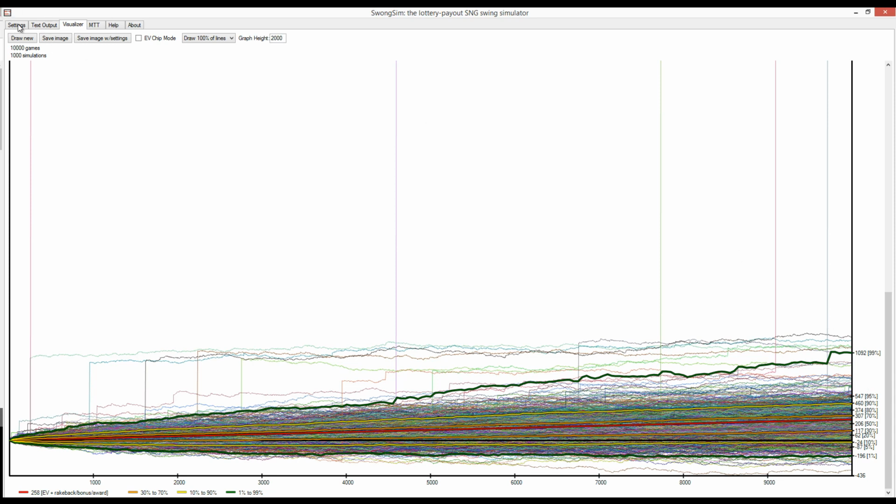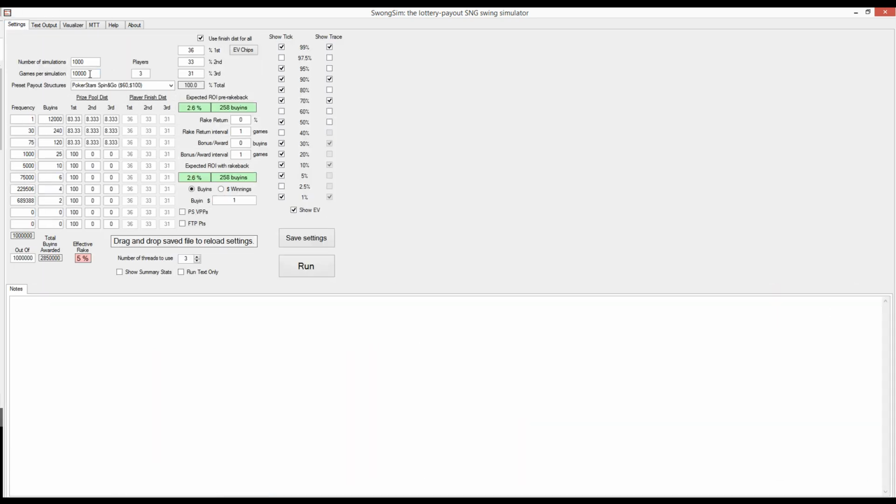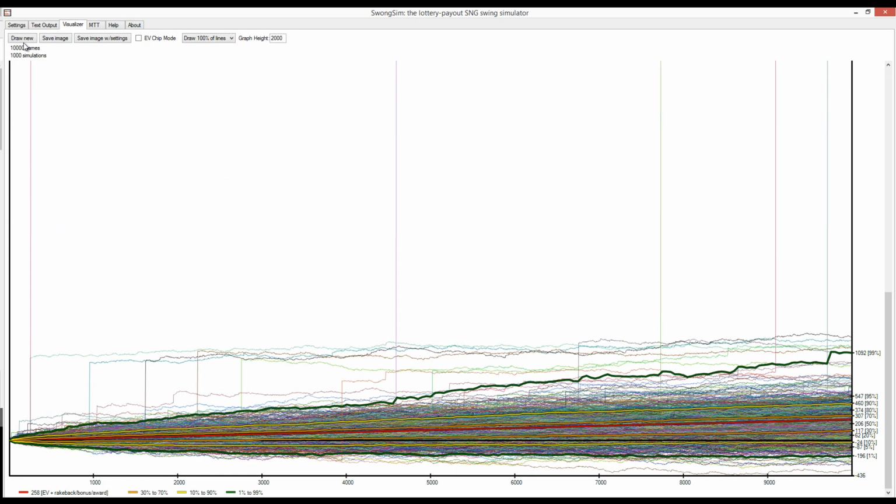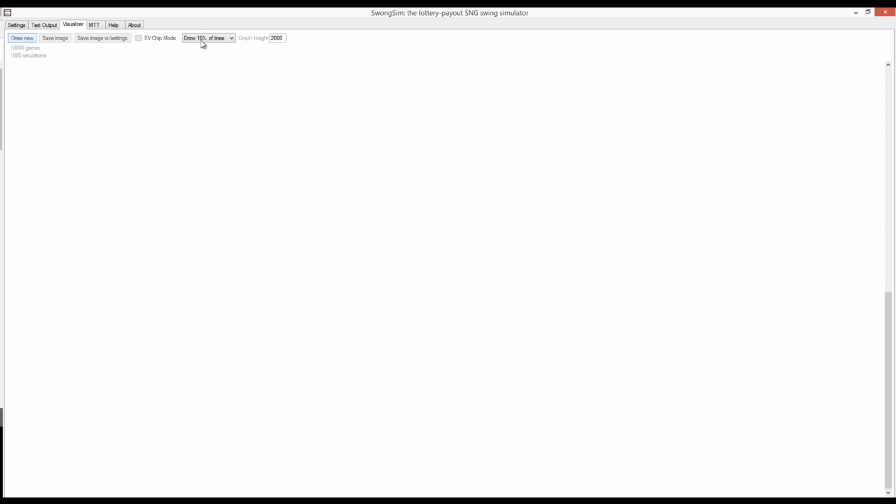And even if you use a larger setting, like even if we start looking at 20,000 games, there's still going to be a pretty huge amount of variance in terms of just how different results you can get. I'm just going to do this at 20,000 games to show you, and I'm just going to have it draw 10% of lines to draw quicker.